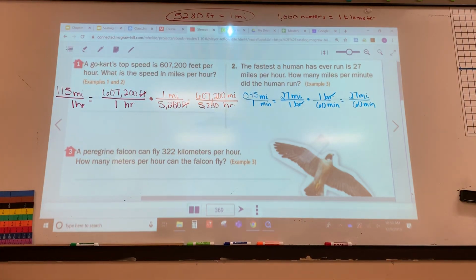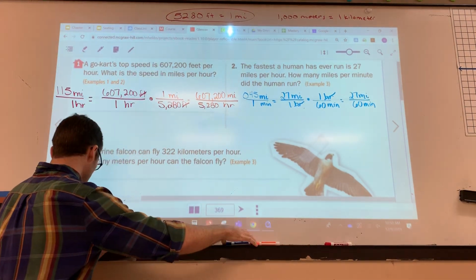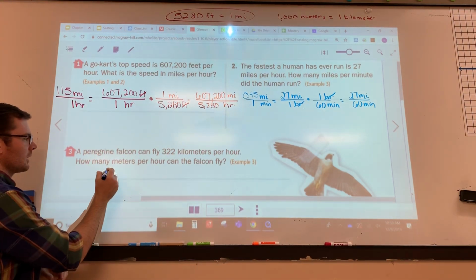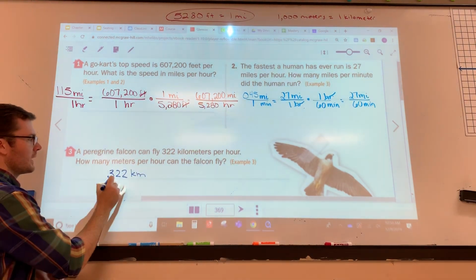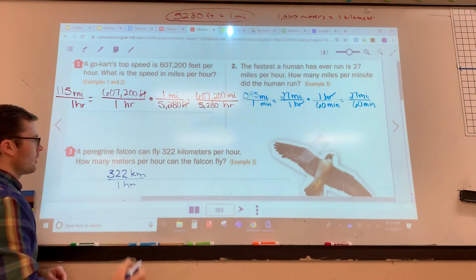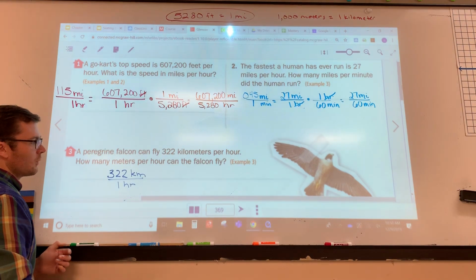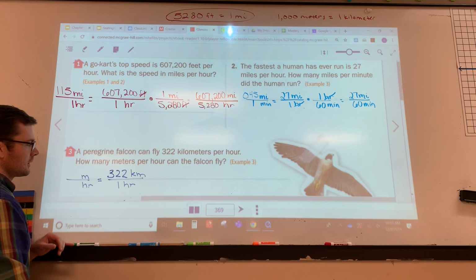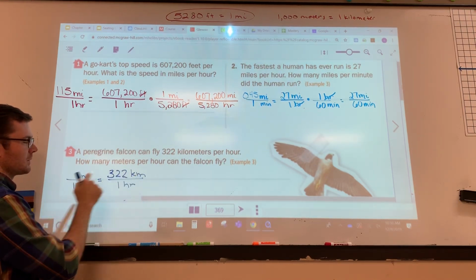Let's do number 3. A peregrine falcon can fly 322 kilometers per hour. Hopefully you guys can see this color. So a peregrine falcon can fly 322 kilometers in 1 hour. How many meters per hour can the falcon fly? Well, I know I'm trying to get meters per hour, so the hours stay the same. I just have to worry about the kilometers and the meters.